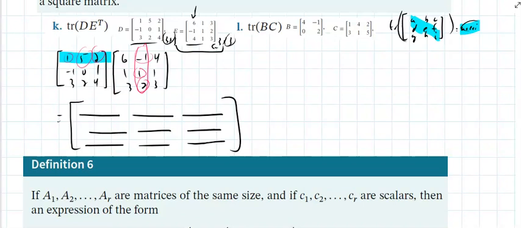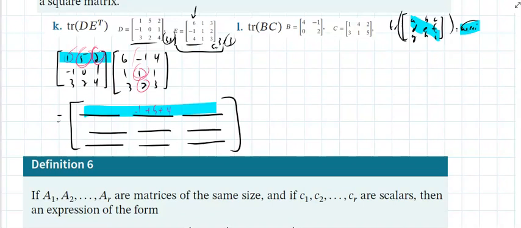So again, to generate the first, I need the first. If I wanted this specific entry, I'm going to have to use that column. So 1 times -1 is -1, plus 5 times 1 is 5, plus 2 times 2 is 4.